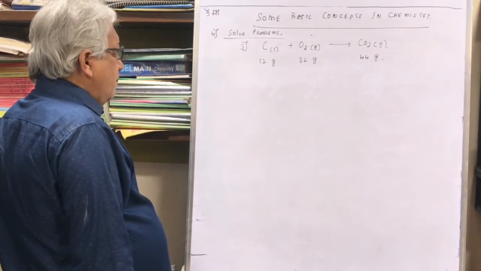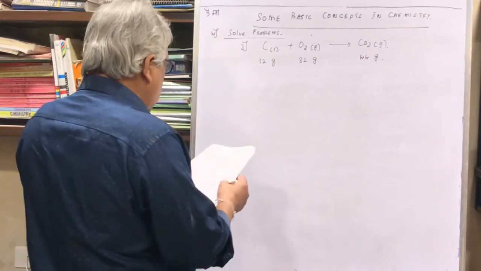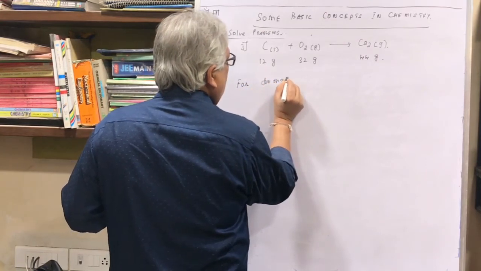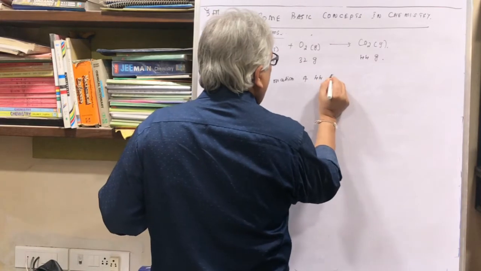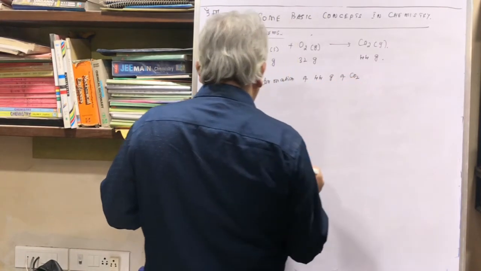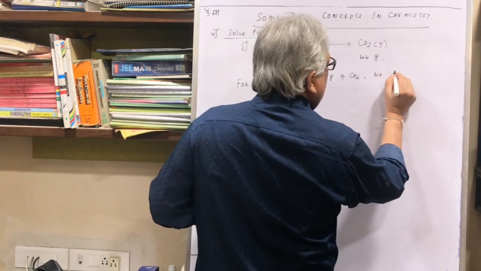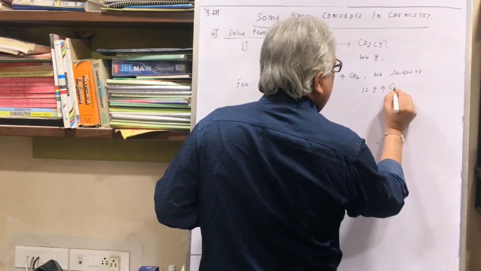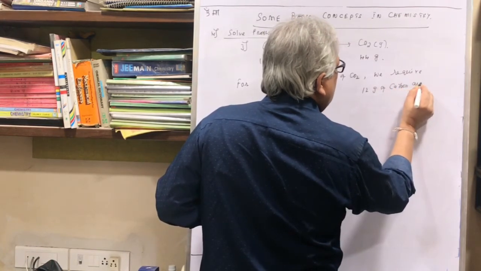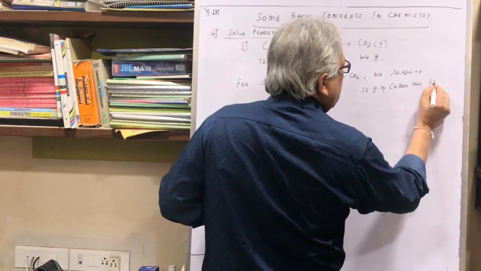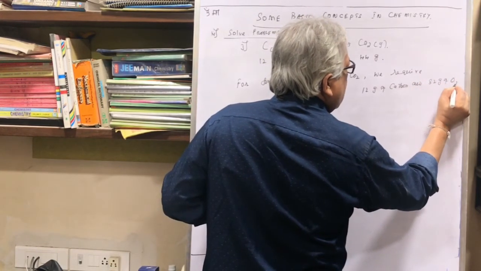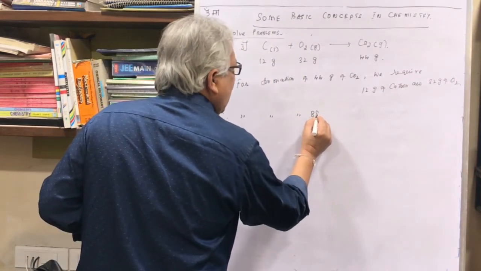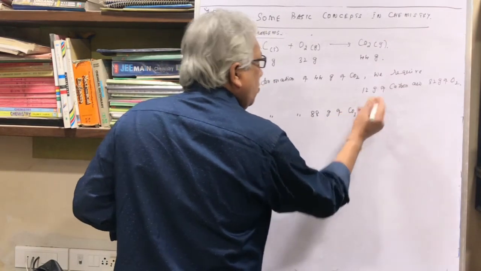I will give it like this. For formation of 44 gram of carbon dioxide, we require 12 gram of carbon and 32 gram of oxygen. Therefore, for formation of 88 gram of carbon dioxide, we will require double.